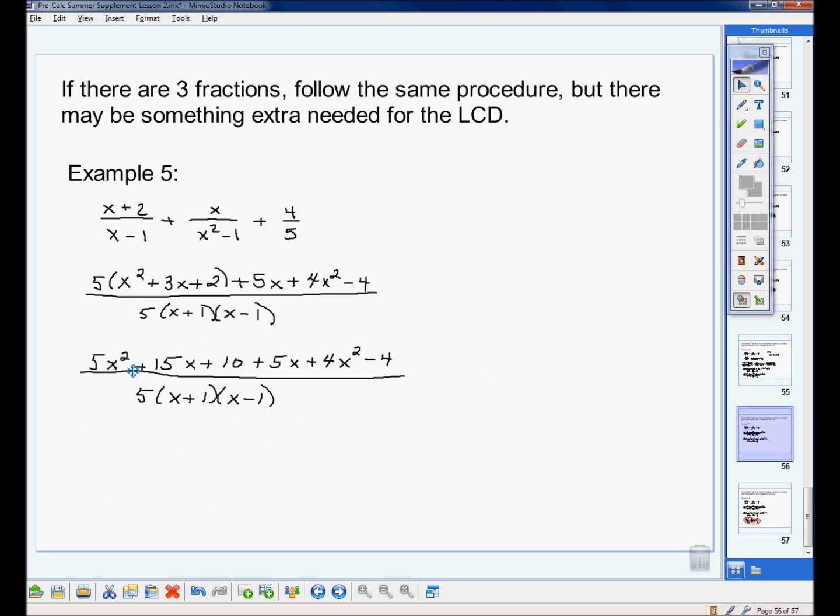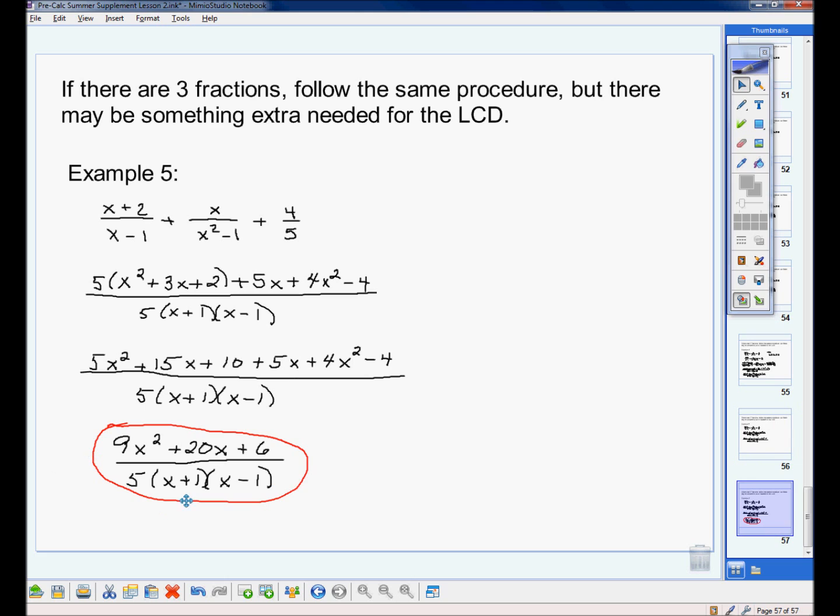5 times x squared is 5x squared. 5 times 3x is 15x. And 5 times 2 is 10. Then just like in any other simplifying, you combine the like terms. 5x squared and 4x squared is 9x squared. 15x and 5x is 20x. 10 minus 4 is 6. And if you'll notice, I've got this written out as being the actual answer.